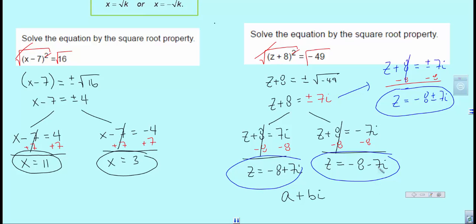Alright, so that wraps up the square root property. We'll move on from there.